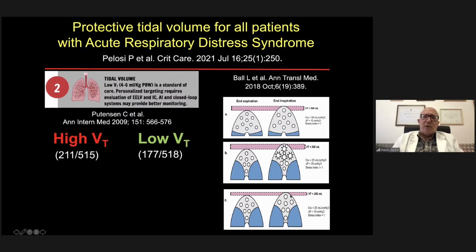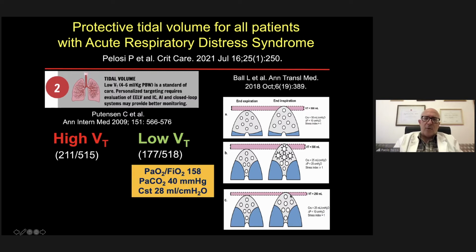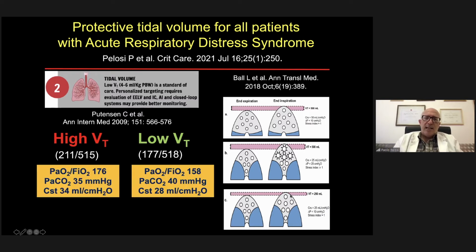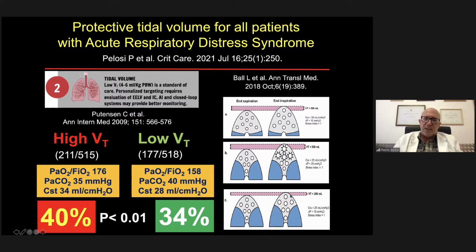We know from different studies, this is one of our meta-analyses from years ago, that when we ventilate with lower as compared to higher tidal volume, oxygenation is lower, PCO2 is likely higher, and compliance is lower. But most importantly, when we look at the outcome, ventilation with lower tidal volume is associated with better survival as compared to higher tidal volume. So this means that oxygenation parameters and compliance parameters are not specific enough to obtain the best optimization of ventilation.